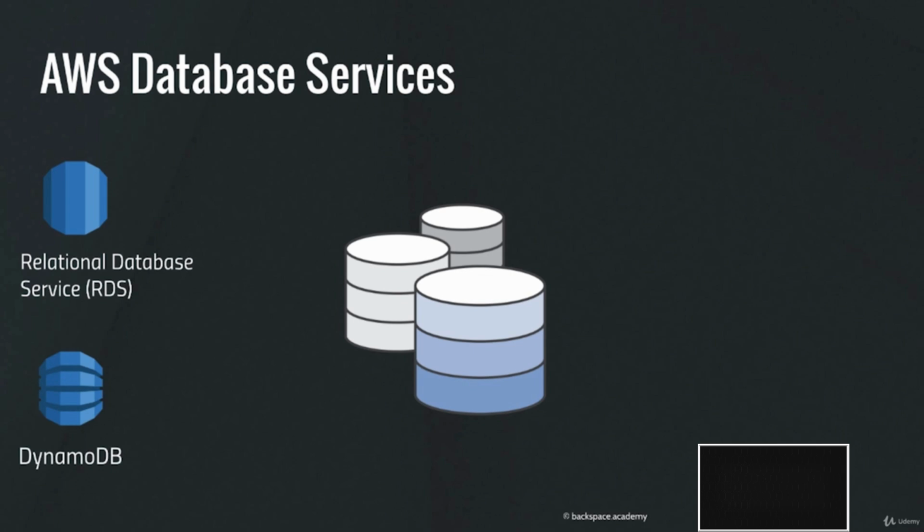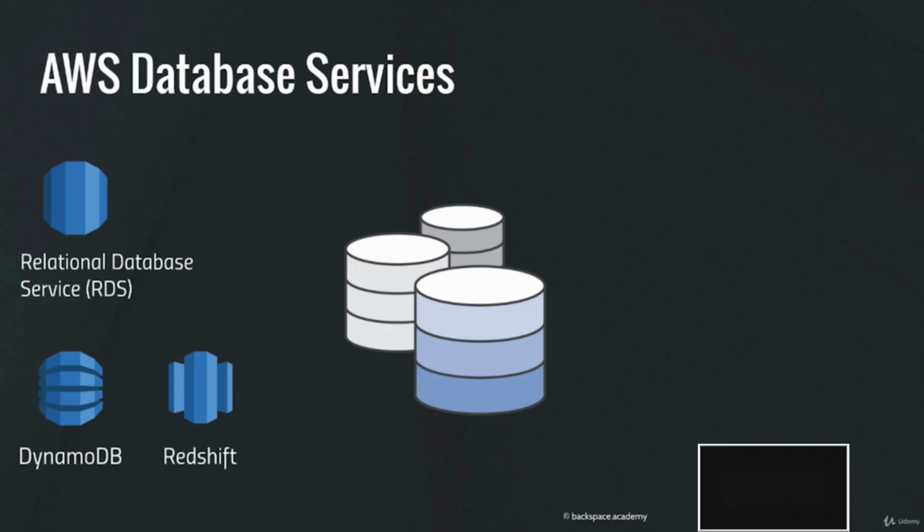Amazon DynamoDB is AWS's NoSQL database as a service. It's a serverless service like Amazon S3, and as such, you don't need to worry about the underlying infrastructure behind it. AWS takes care of everything for you, and it provides high speed, extremely low latency performance.